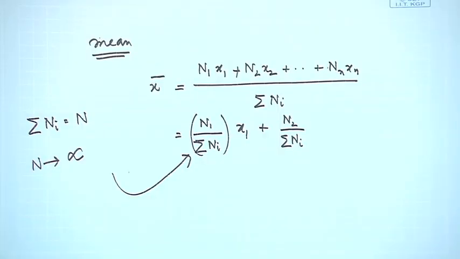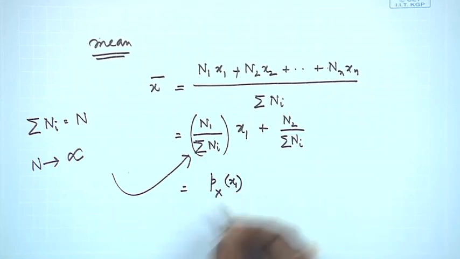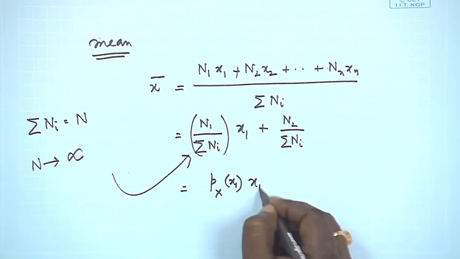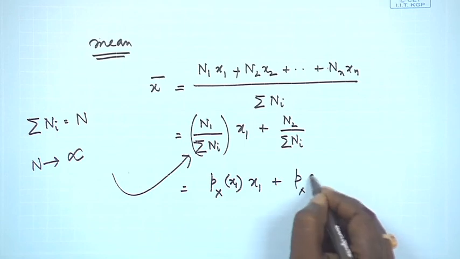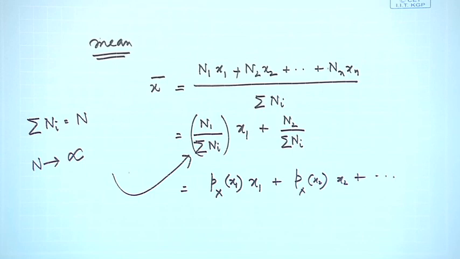So, how many times the favorable thing has occurred, divided by as many times the experiment has been run. This ratio, in frequency terms, always gives me the probability. So, as the summation n_i tends towards infinity, this must be the probability of the associated random value x1. So, I can write this as p_x(x1) into x1, plus p_x(x2) into x2. Similarly, it goes on. Okay.